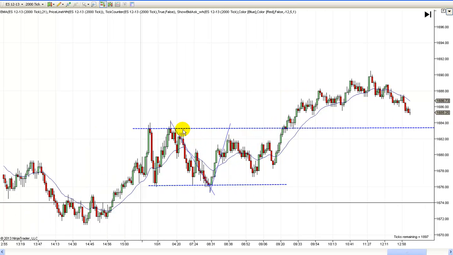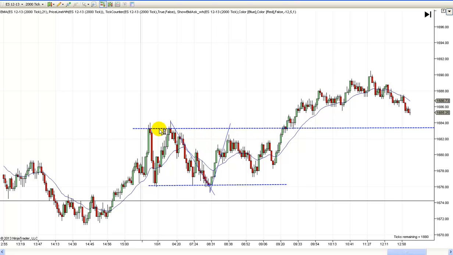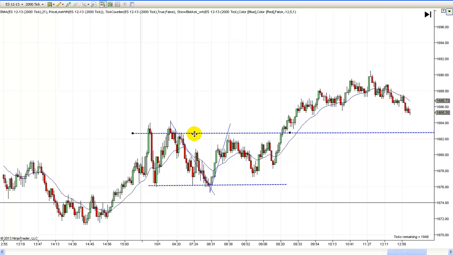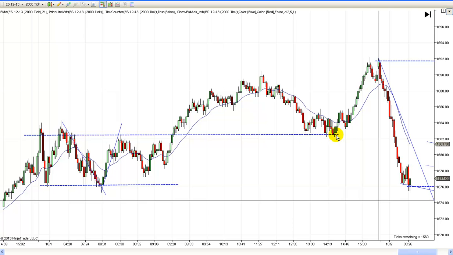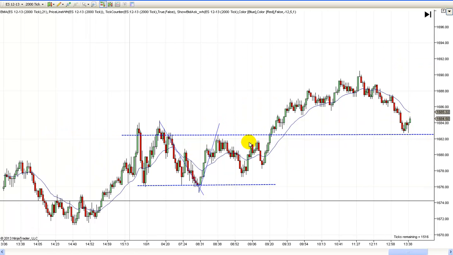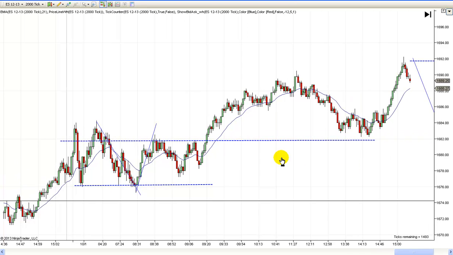And what I try to do with these lines is find the most touches, but also the closes as well. And you can see there by using the closes, I get the most touches right there. And then it really kind of moved down to right in there. And when it came back, look where it tested before it went higher. So it kind of changes as the day goes on. Then it may have even moved down to right there.